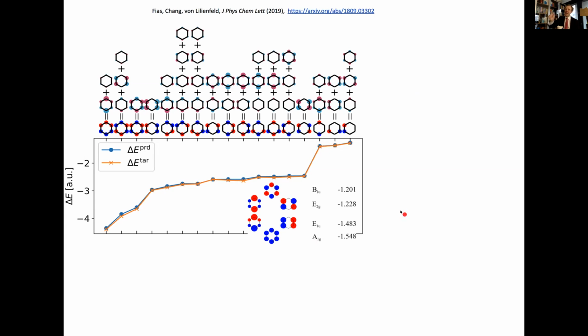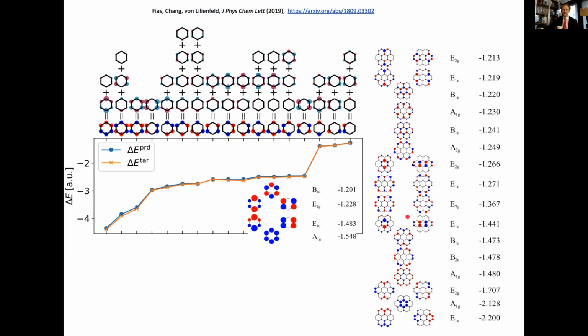Think of it the same way: you don't have to stop at diatomics. You can consider 6 atoms, or many more atoms. So this is a coronene molecule. There's a lot of symmetry, and we can write down all the alchemical normal modes.